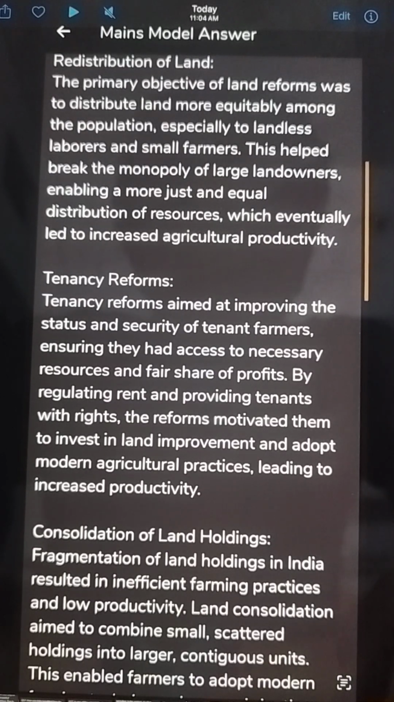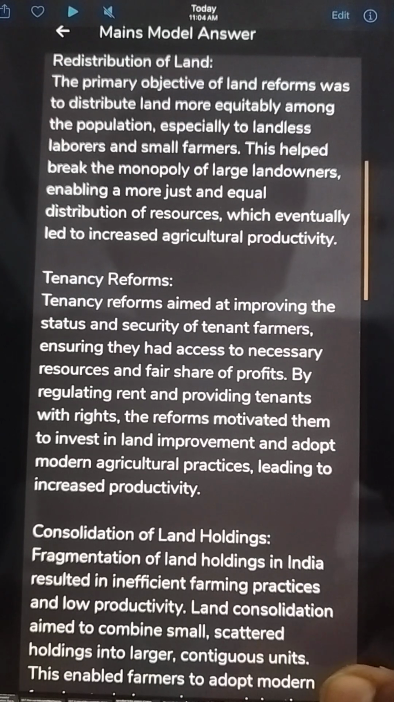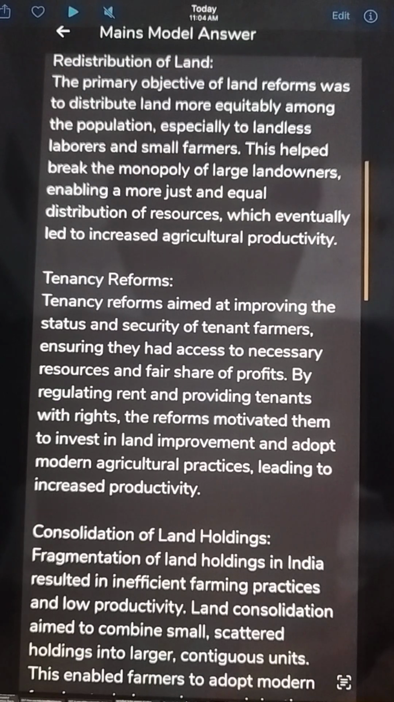Tenancy reforms aimed at improving the status and security of tenant farmers, ensuring that they had access to necessary resources and fair share of profits. By regulating rent and providing tenants with rights, the reforms motivated them to invest in land improvement and adopt modern agriculture practices, leading to the increased productivity.